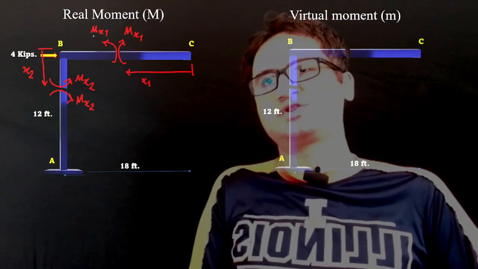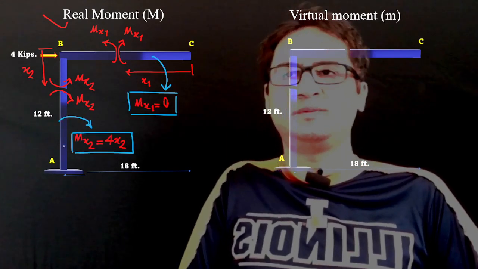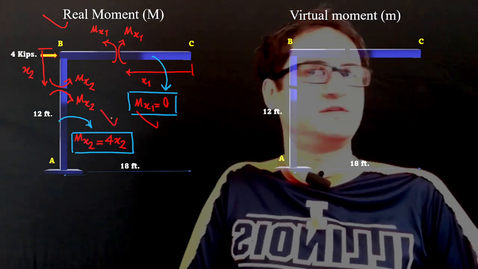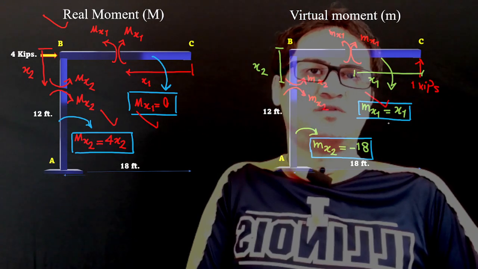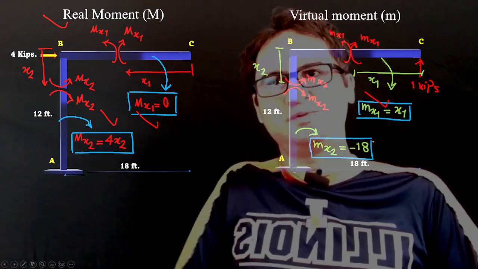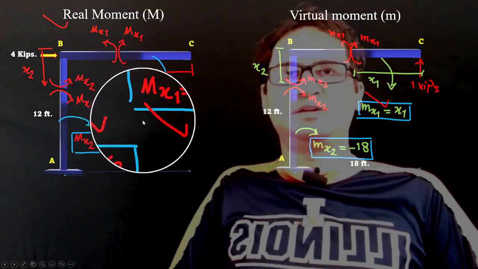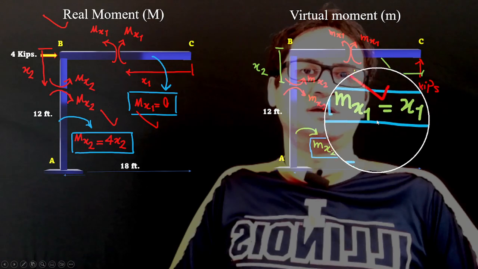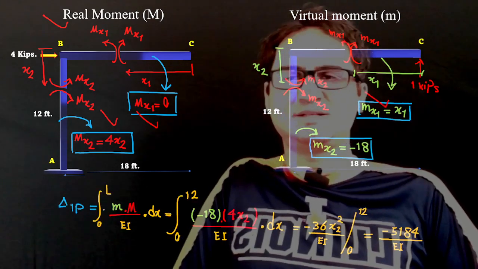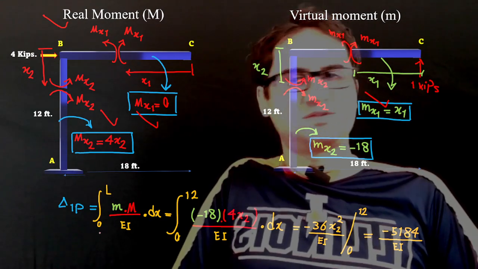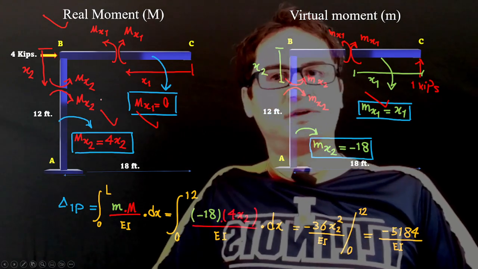As soon as we have both of them, we can show our structure with the real moment, mx1 and mx2, which we already calculated in the first part, and the virtual moment, where mx1 is equal to x1 and mx2 is negative 18. As soon as we have the moment in the real structure and the moment in the virtual structure, we simply apply delta 1P equals the integration from 0 to L of small m times capital M over EI dx.